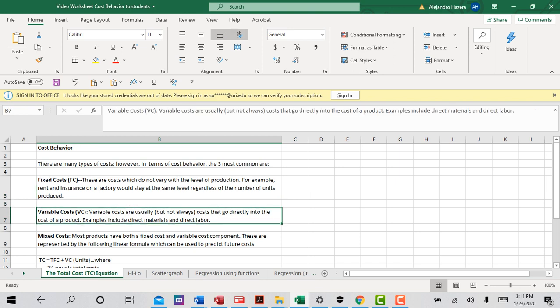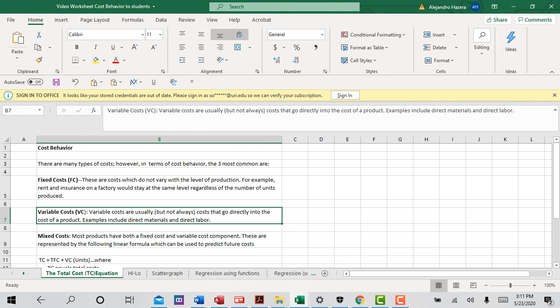The next type of costs are what we call variable costs. Variable costs are usually, but not always, this is kind of important, costs that go directly into the cost of a product. As we go on through the course, you'll see that the most obvious ones are direct materials, the materials that go directly into a product, and direct labor. These would be in your traditional assembly line factory, people that actually work on the product.